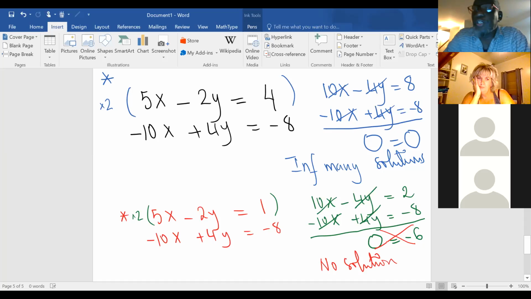When you add up the two equations and you get 0 equals 0, you have infinitely many solutions, which means the two equations represent the same line. When you add them up and you get 0 equals something else, you get no solution, which corresponds to, the two lines are what? If there is no solution, the two lines are what? They are parallel, right? The two lines are parallel, so they never meet. That is when we don't have a solution.